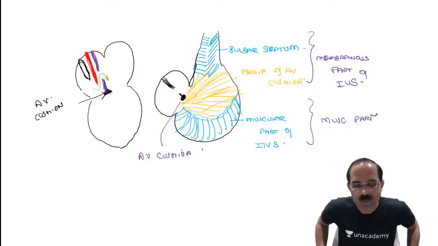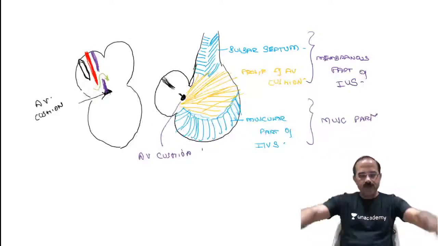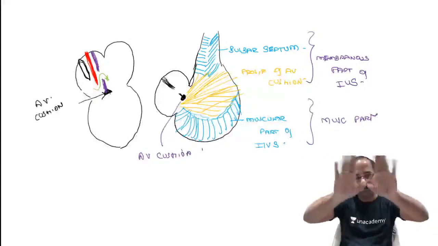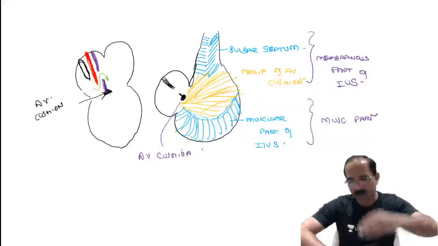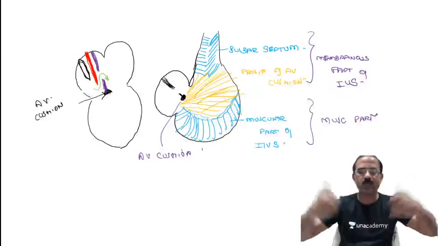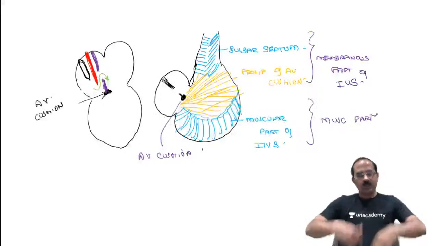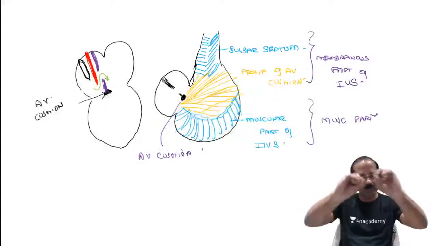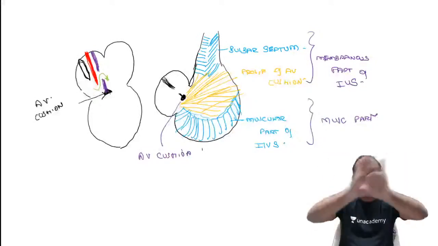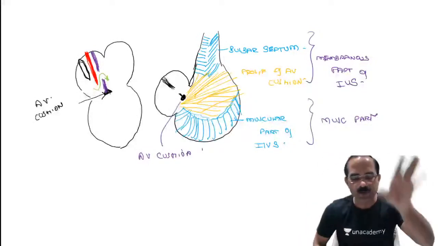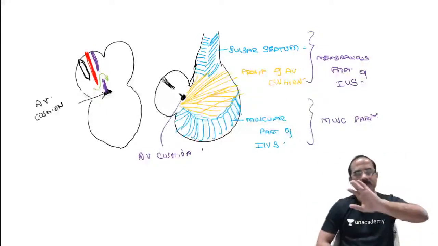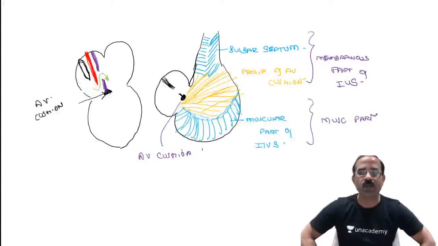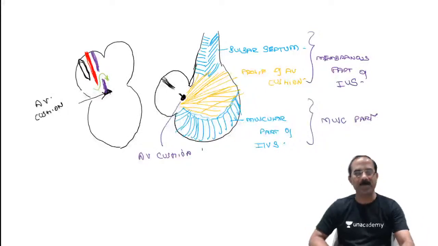So I'll just once again quickly repeat this for you. The interventricular septum is made up of two parts. One is the muscular part, second is the membranous part. The muscular part grows in the floor of the ventricular cavity. The membranous part is derived from two sources. One is the bulbar septum, which is formed in the conus, and the second one is the proliferation of AV cushions. That's the MCQ.